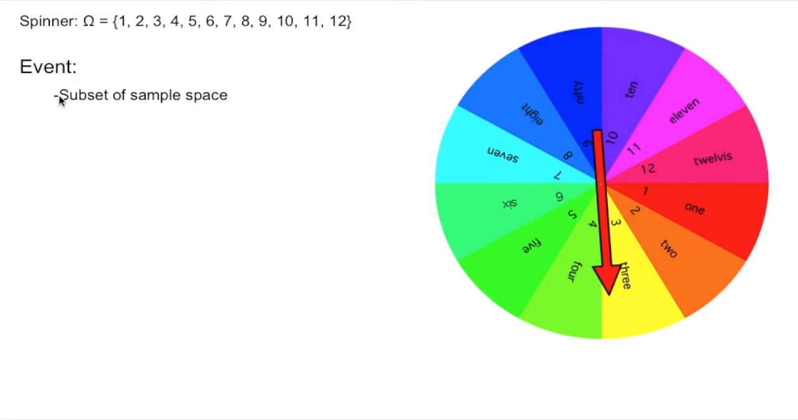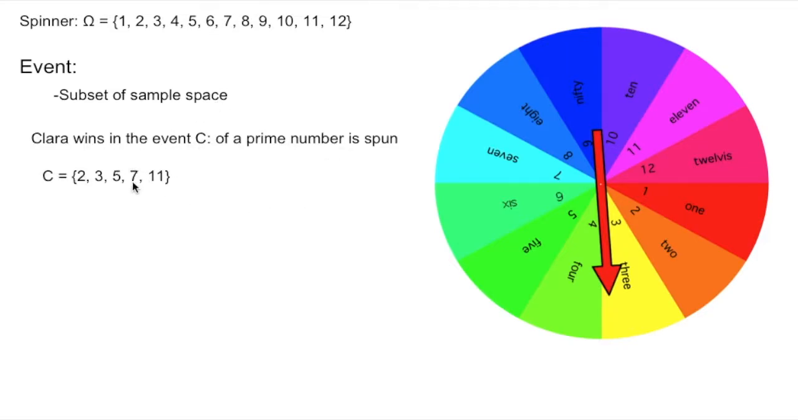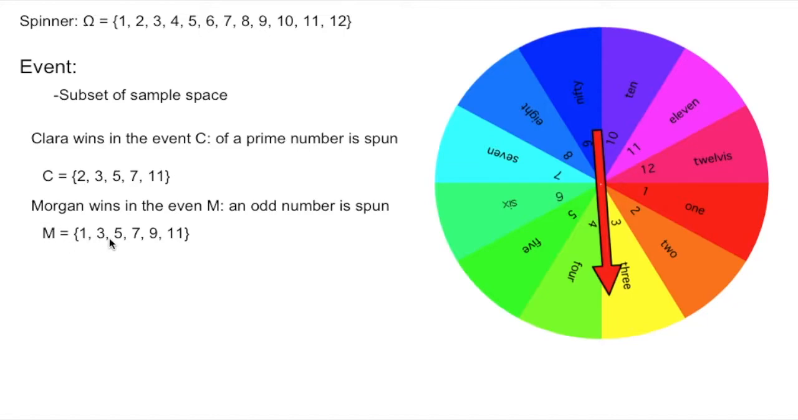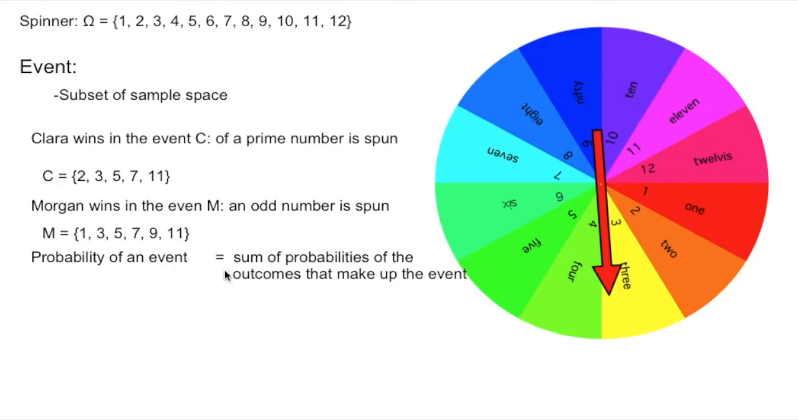So an event would be some subset of the sample space. Clara wins in the event C when a prime number is spun. Clara would win if 2, 3, 5, 7, or 11 comes up. Morgan wins in the event M, an odd number is spun. So M is equal to 1, 3, 5, 7, 9, 11. So the probability of an event is equal to the sum of the probabilities of the outcomes that make up that event. So the probability of Clara winning is equal to the probability of a 2 being spun, added to the probability of a 3 being spun, added to the probability of a 5, added to the probability of 7, added to the probability of 11.